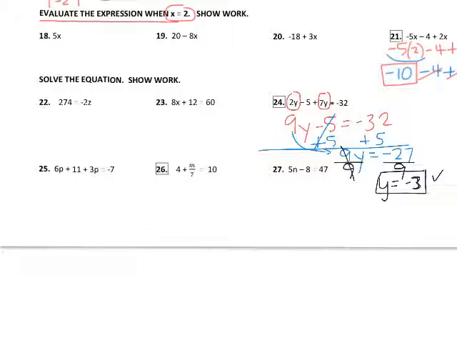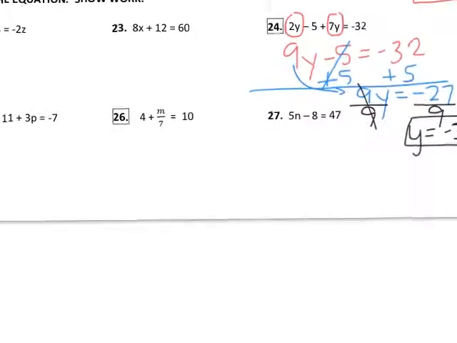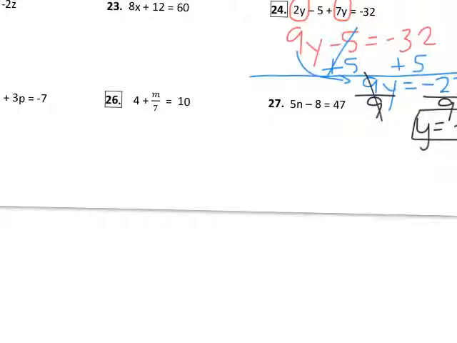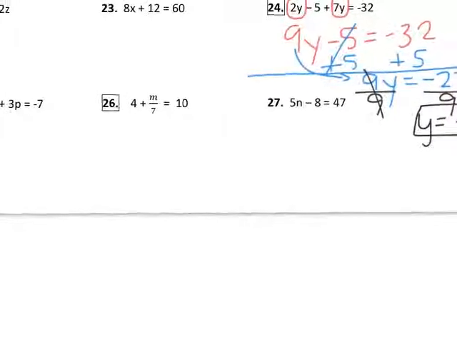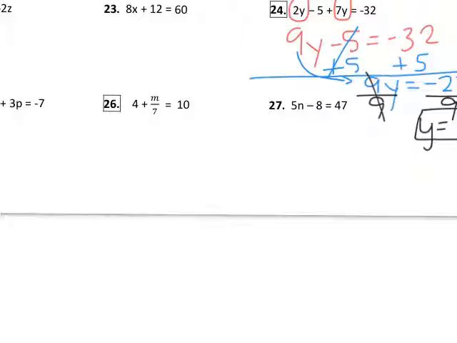And the final problem I'm going to do with you here in this video is number 26. So let's take a look at number 26. Number 26 has a denominator of 7 in one of those terms. And remember, when we have this type of problem, we want to get rid of that right away. But before I do anything, I have a 4 and a 10 that I want to combine. So I'm going to get rid of this 4 by subtracting 4 from both sides. Okay, so that cancels. Now I'm ending up with m over 7 equals 6. 10 minus 4 is 6.